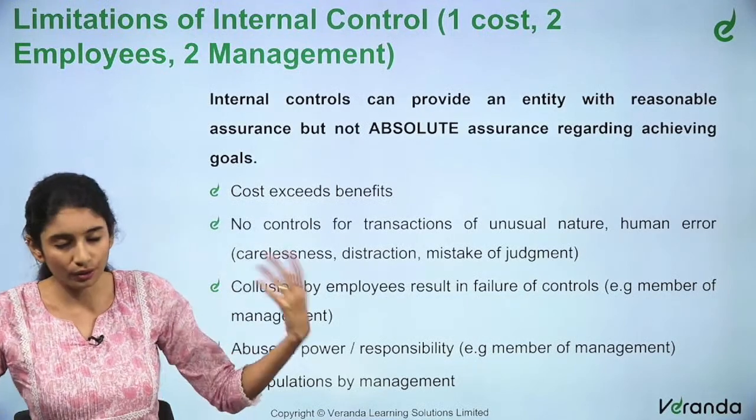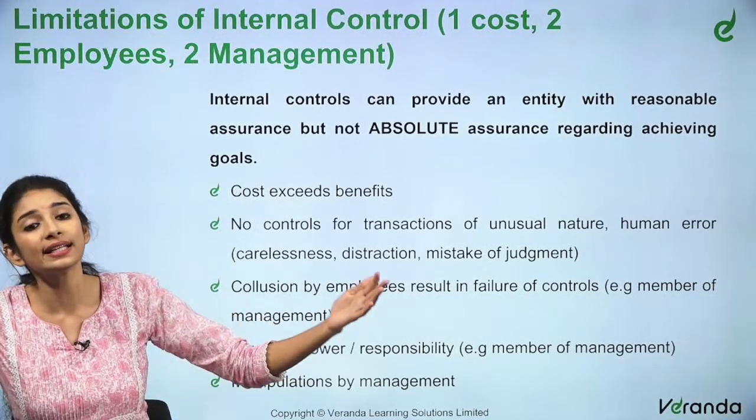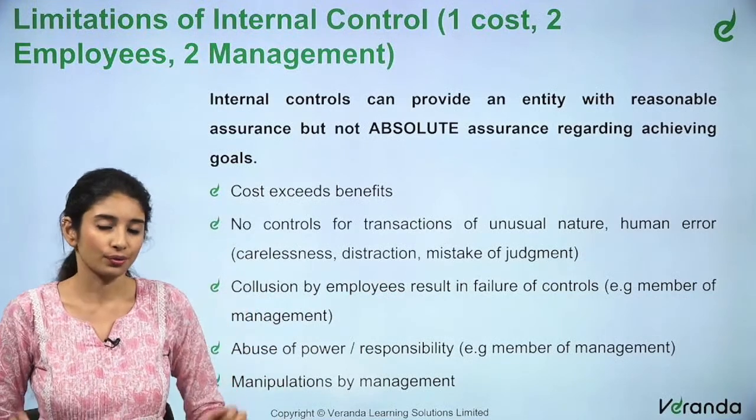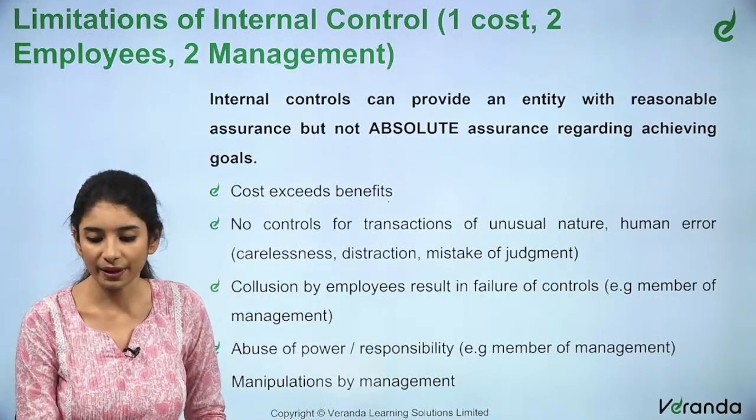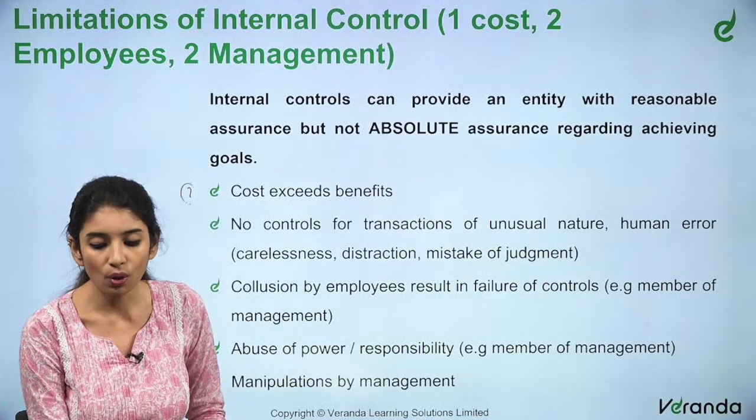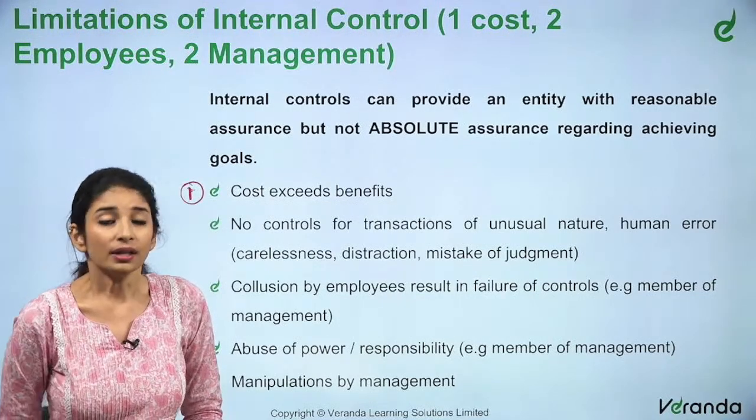The cost of implementing the control exceeds the benefit derived from the control. Okay, so we have cost exceeds benefit. 1 point on cost, 2 on employees. Okay. Now tell me something.